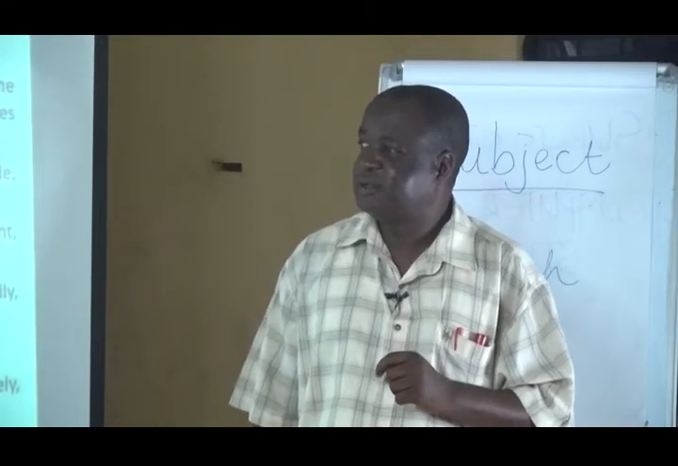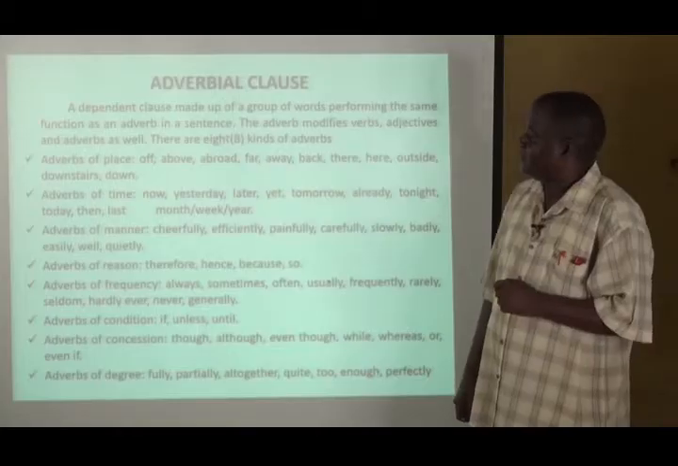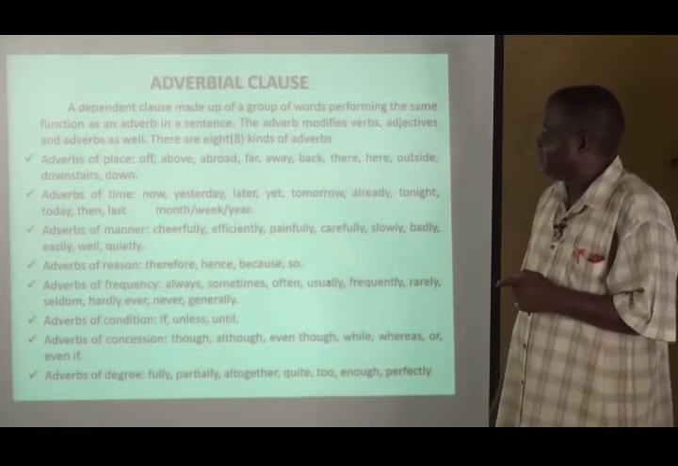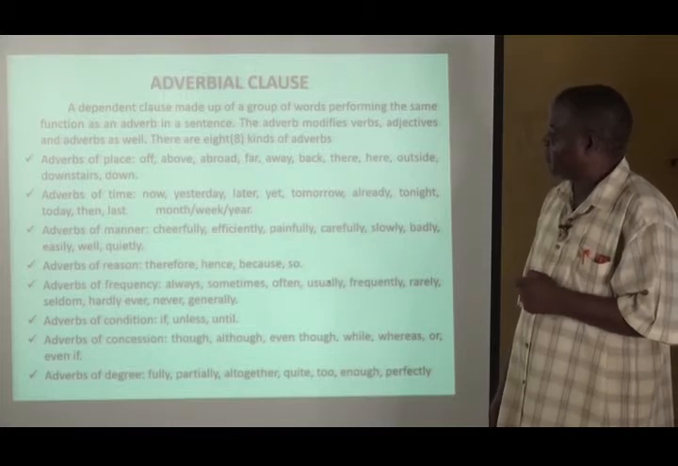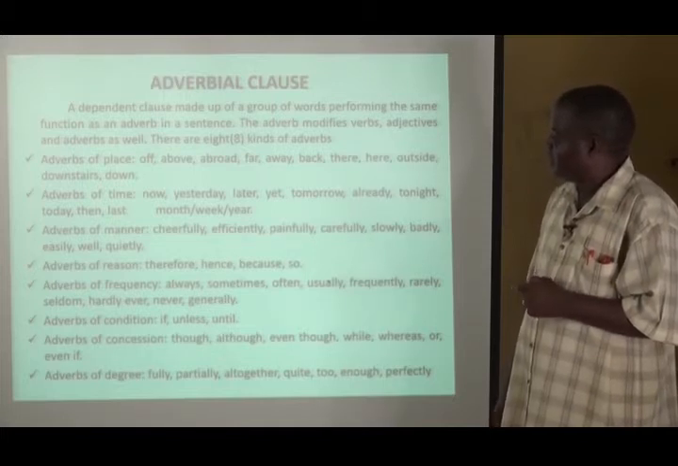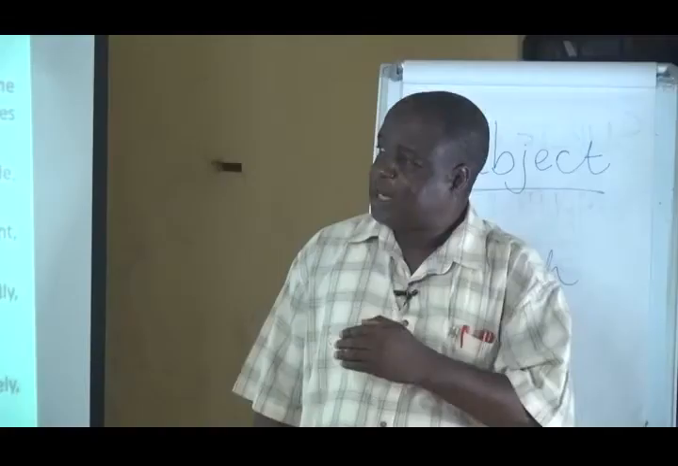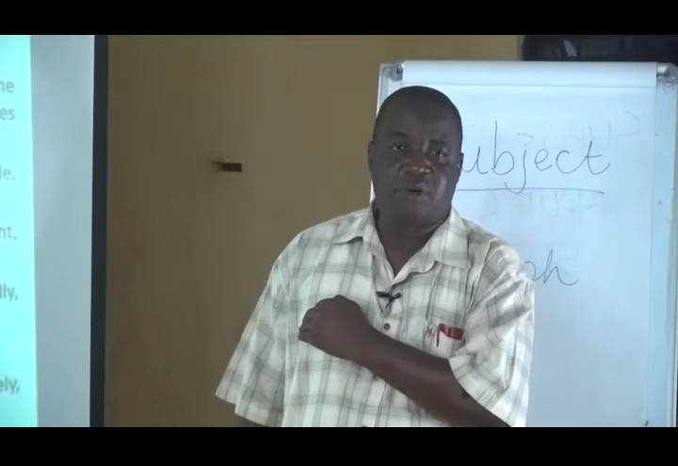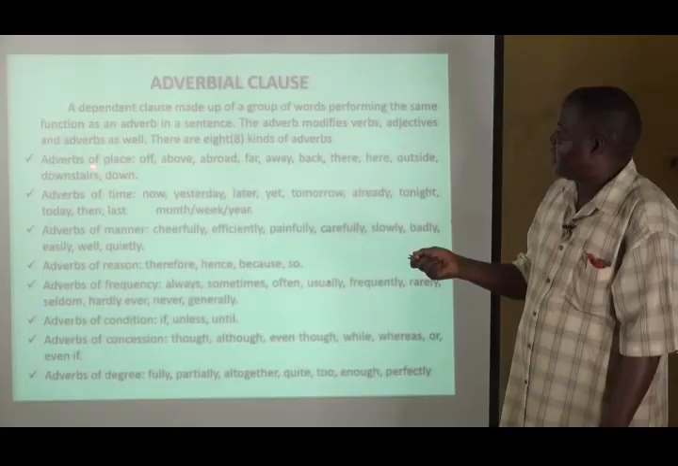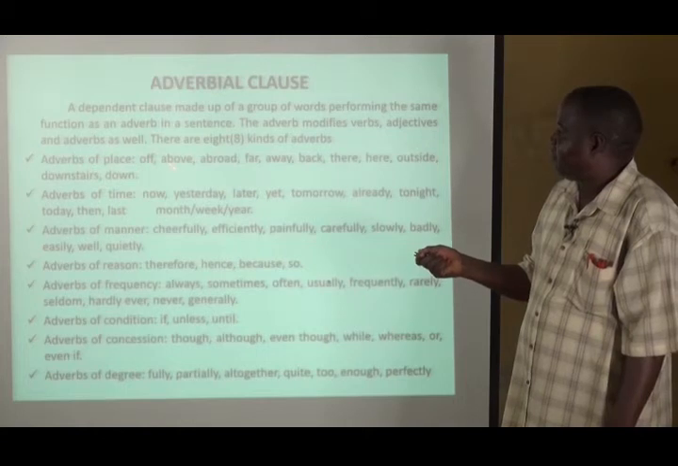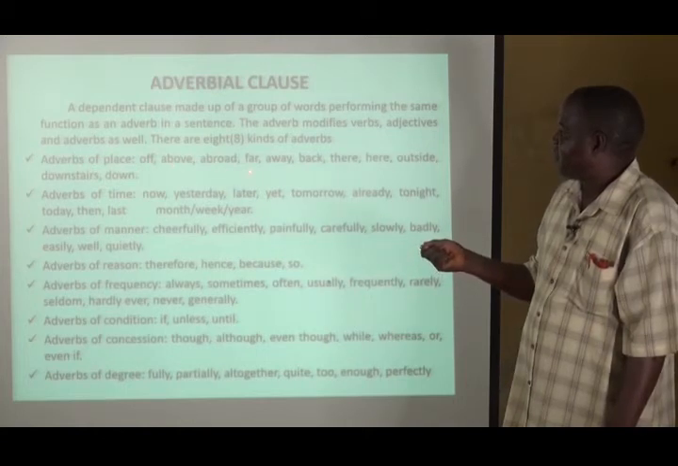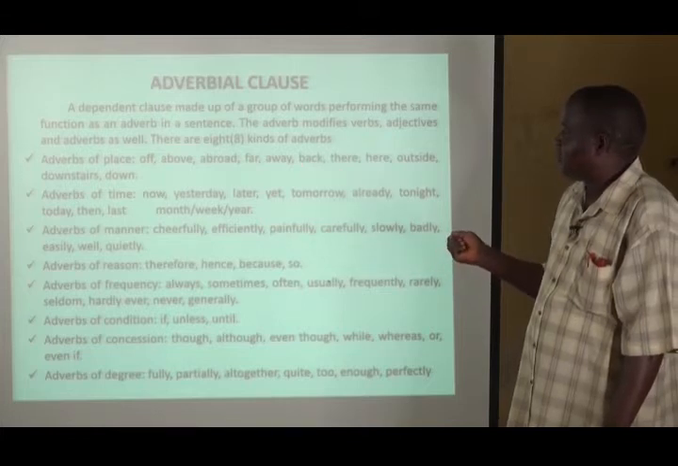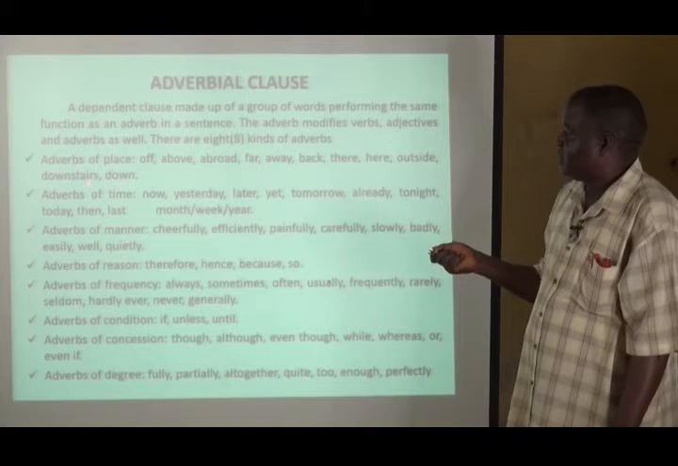So you have the adverb of place, adverb of time, adverb of manner, adverb of reason, adverb of frequency, adverb of condition, adverb of concession, adverb of degree. Now under each type of the adverb that we have listed, there are a number of words, as you can see. For adverb of place we have off, above, abroad, far, away, back, there, here, outside, downstairs, down.